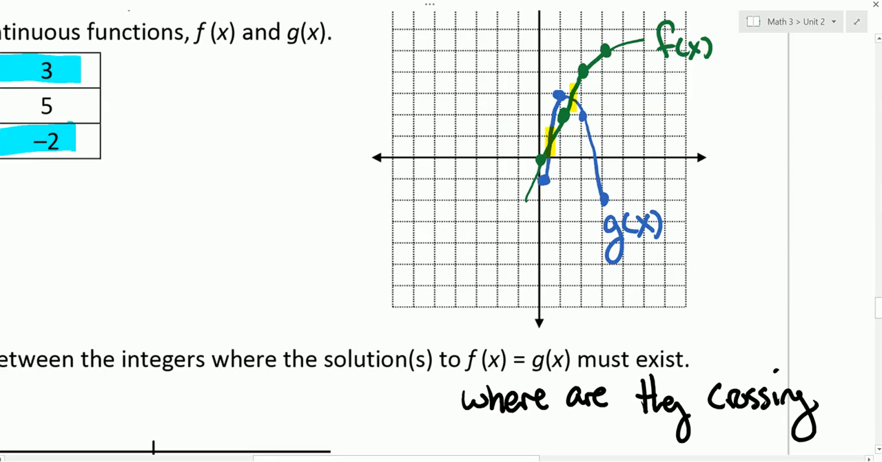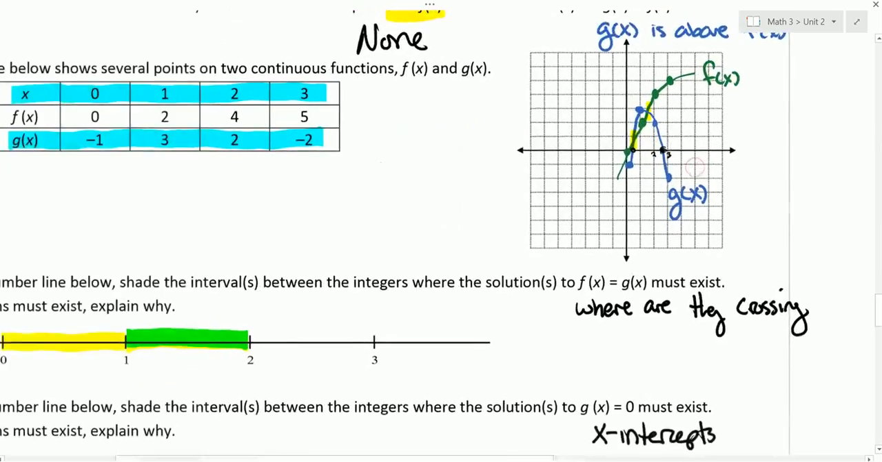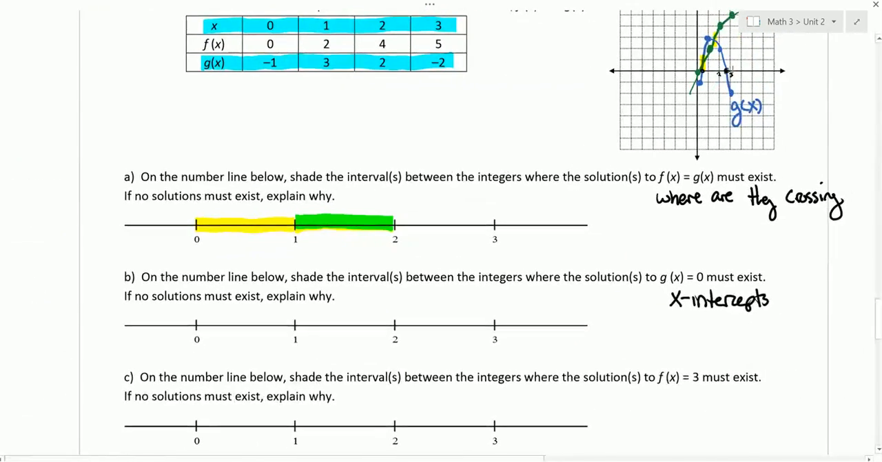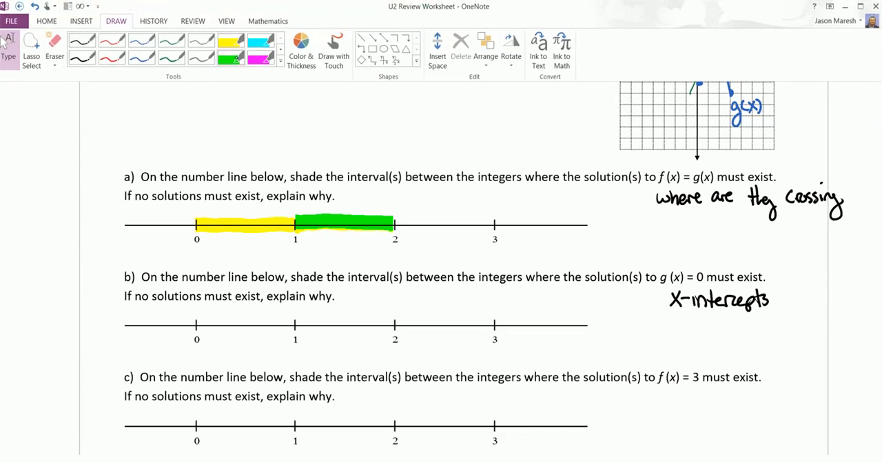And then there's another crossing over here. Okay, I'll highlight the two points. Somewhere between, well, it's 2 and 3. So 0 and 1, and 2 and 3. So highlight between 0 and 1 and 2 and 3.